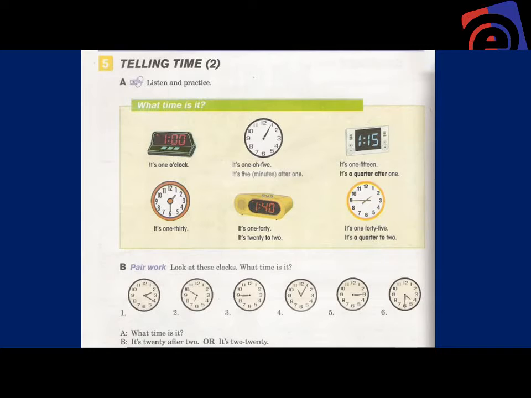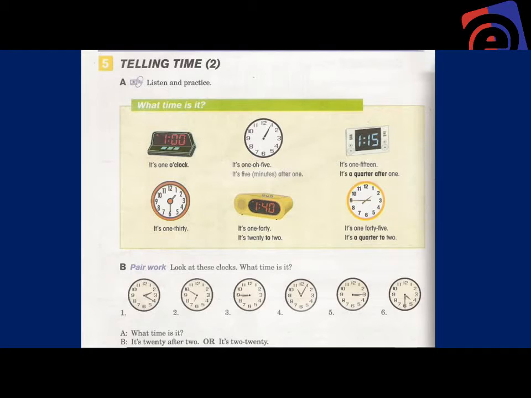What time is it? It's 8:45. It's 8:45. It's 9:15. It's 9:15. What time is it? It's 11:05. It's 5 past 11. It's 5 minutes after 11.